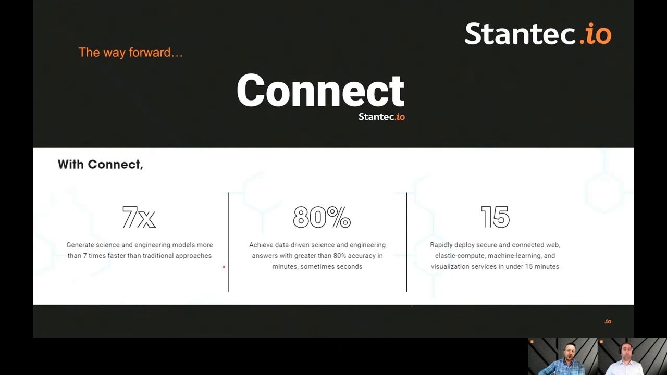We're generating models over 7 times faster using Connect. And as Mark's about to show, we're delivering very high accuracy machine learning data insights. Those are typically over 80% accuracy, providing those insights very quickly, as well as taking a new DevSecOps approach. We're rapidly deploying these solutions for our clients and customers around the world.